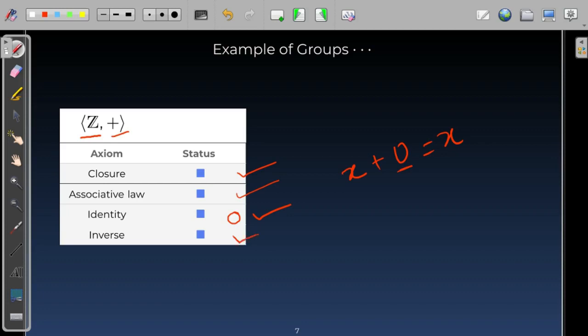And then an inverse exists for each and every element. For example, if the element is I, then the inverse of I is equal to minus I, and this is called the additive inverse of I. So for 3, the inverse of 3 is minus 3. The inverse of 0 is 0 only, minus 0 is 0. So the inverse of 1 is minus 1, the inverse of 3 is minus 3, the inverse of 5 is minus 5, and so on and so forth.